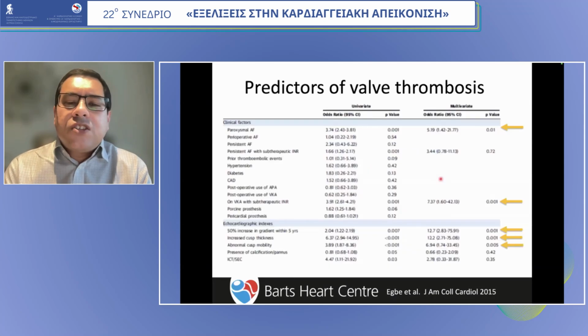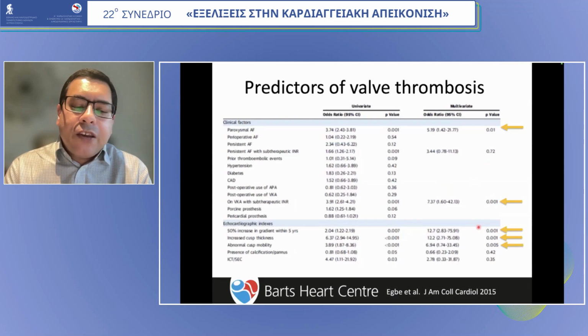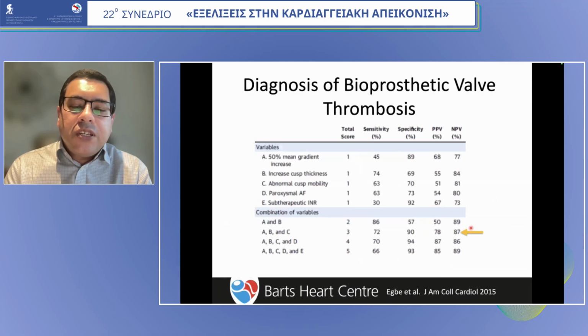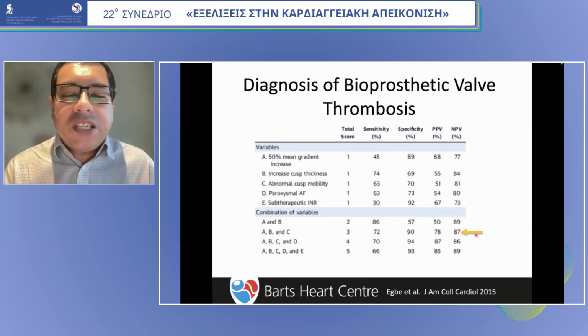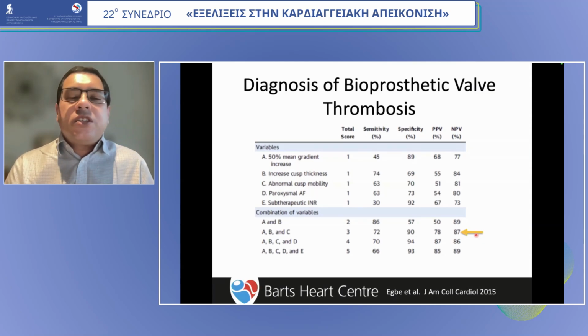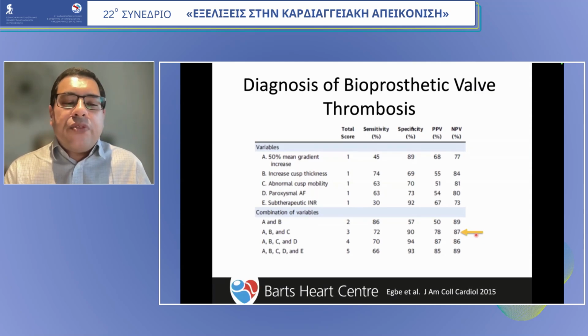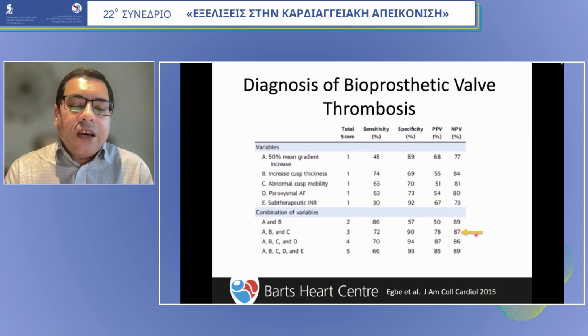And when they looked at predictors of why patients with bioprosthetic valves might have thrombosis, it's people with paroxysmal atrial fibrillation, and the echo indices were these three things: an increasing gradient within 5 years of more than 50%, increased cusp thickness, and abnormal mobility. And the combination of these three, A, B, and C, so increasing gradient of 50%, increased cusp thickness, abnormal mobility, had the best sensitivity and specificity for detecting bioprosthetic valve thrombosis.